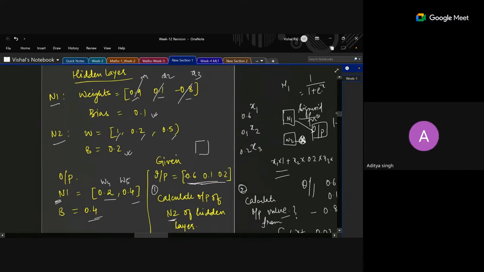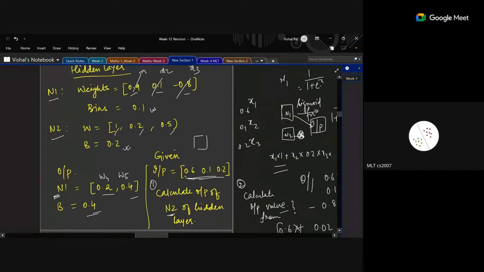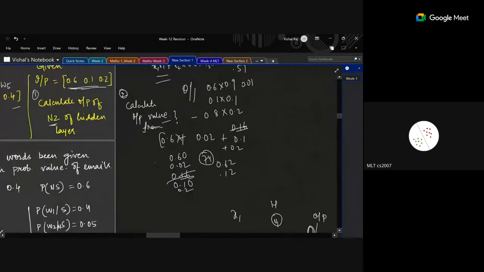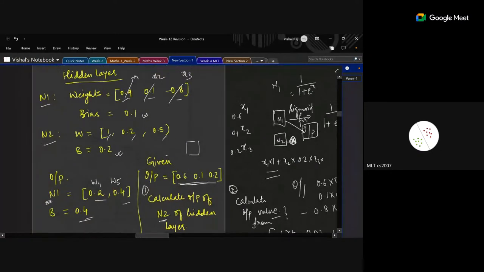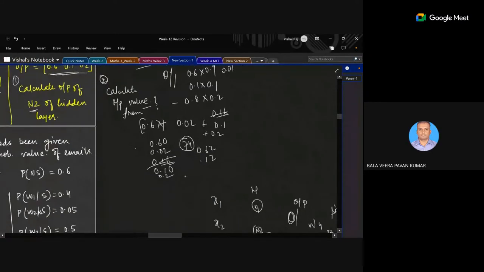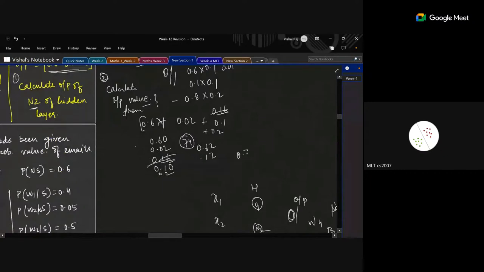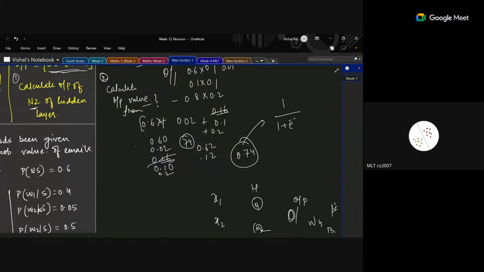But what is the final answer? That I didn't calculate, so you can calculate that. We calculated it, it was 0.74, and you can put it inside the sigmoid function: 1 upon 1 plus e to the power minus 0.74. What value are you getting? But this is only for N2. For the final output, you have to do more calculation.